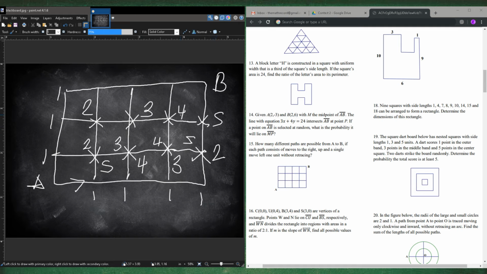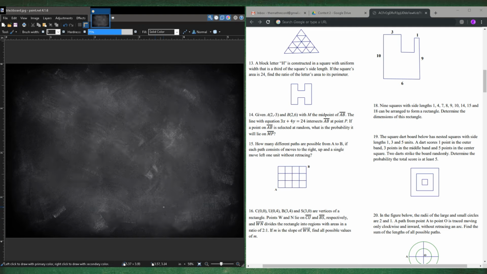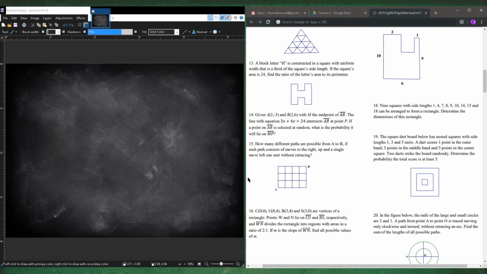Am I adding this wrong? 5 plus this is 9. That's 12, and that's 14. And then this is 2, 3, 4, 5. So that's also 14. And that adds up to 28. The answer is 28. I need to check that. It might be wrong for number 15 because 15's answer is 25. So I'll check that later. Maybe I'll put that in the comment section.